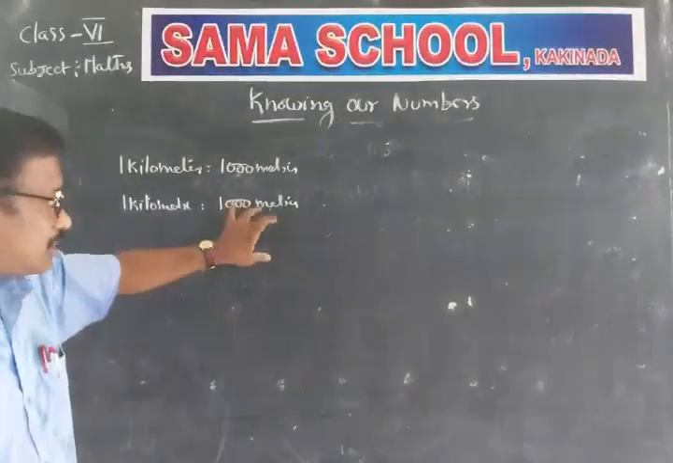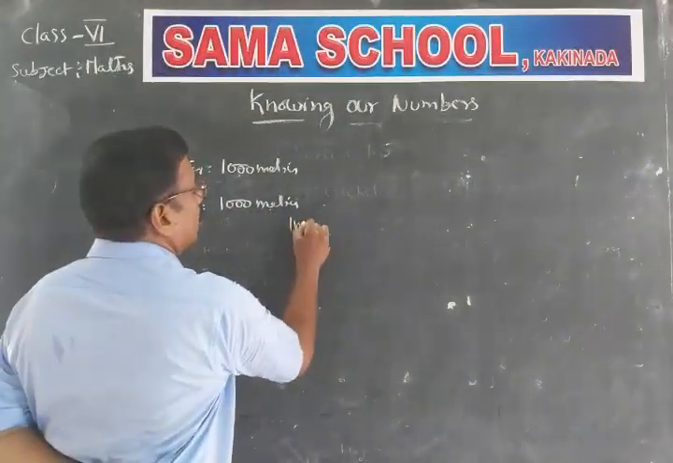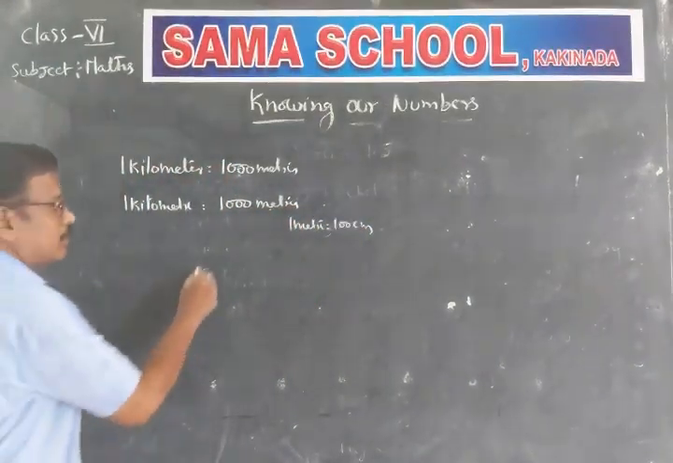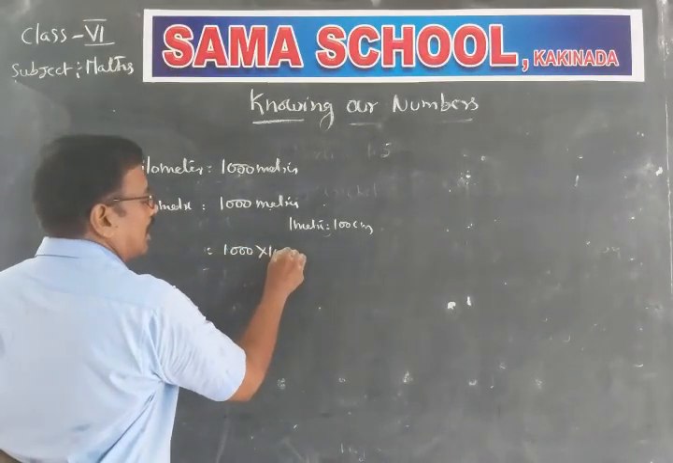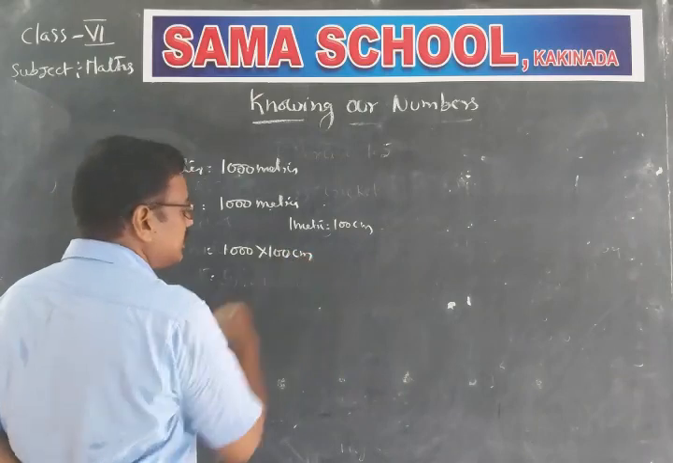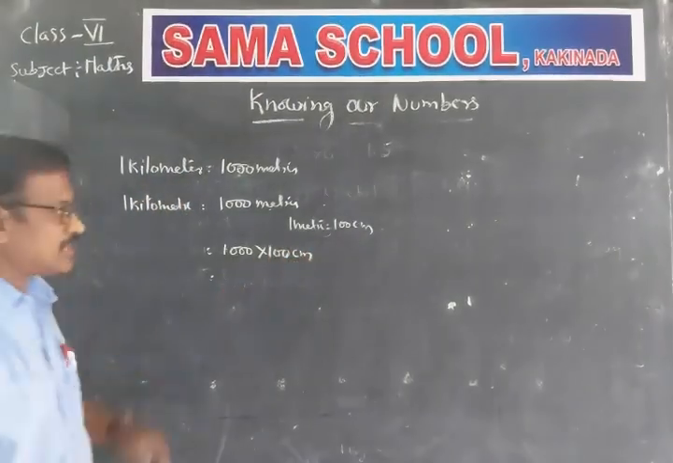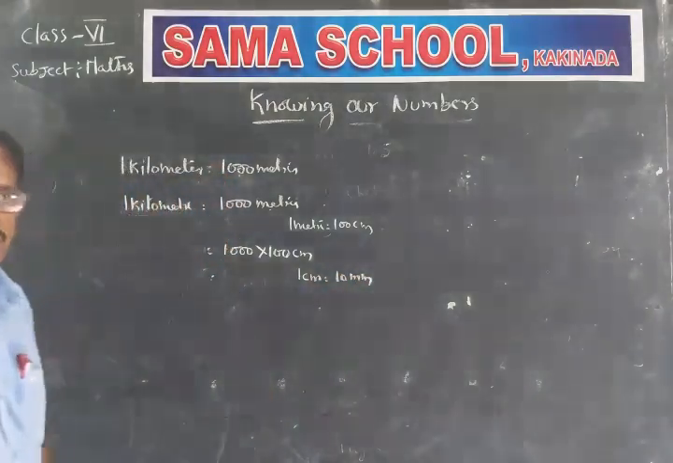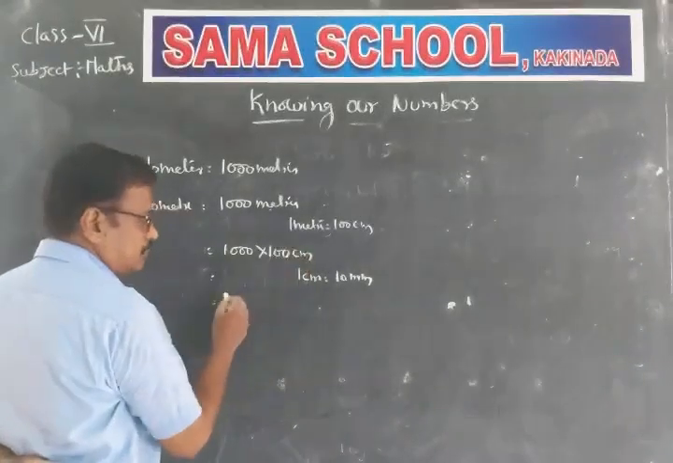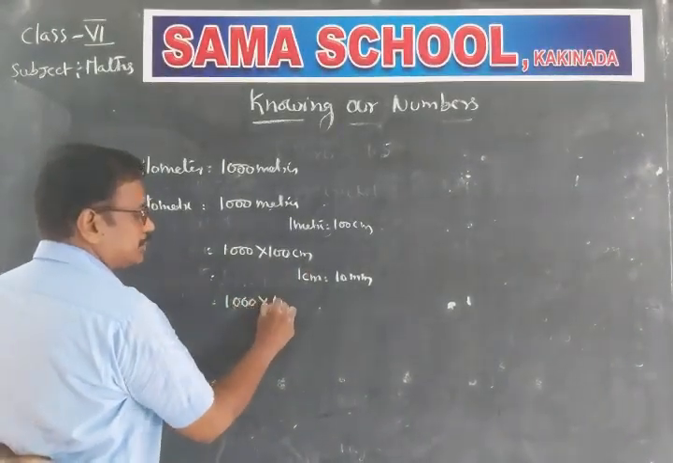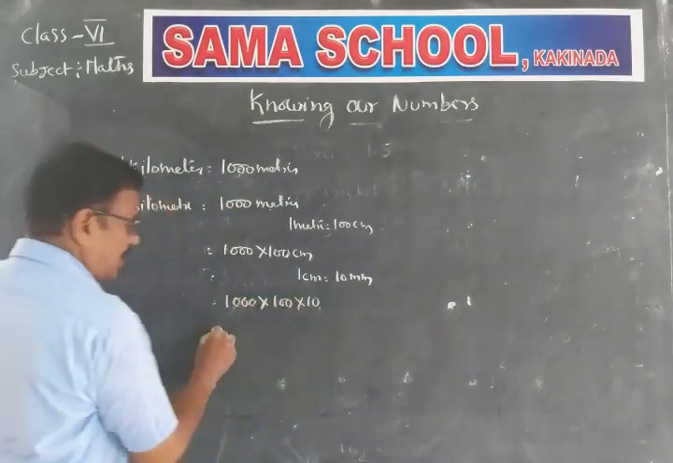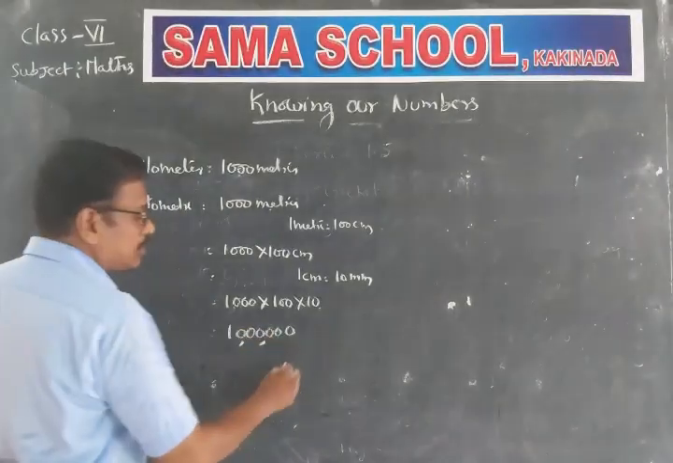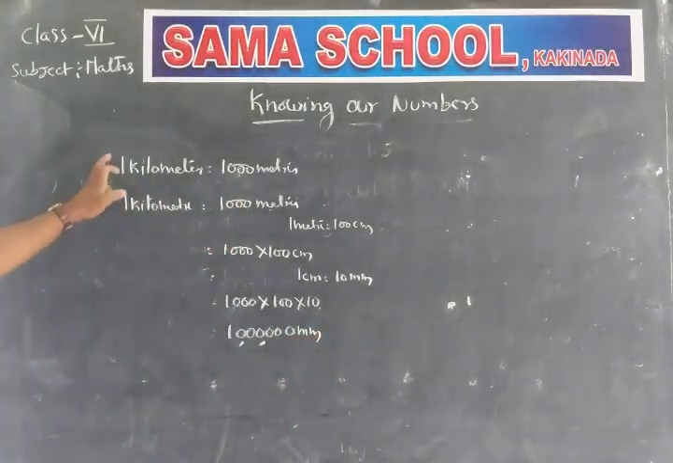Already I explained that just before. 1 meter is equal to 100 centimeters. In the meter place you write 100, so 1,000 into 100 centimeters. In the centimeter place, 1 centimeter is equal to 10 millimeters. So we write 1,000 into 100 into 10. That is 1 followed by 6 zeros, which is 10 lakh millimeters. This is 1 kilometer converted to millimeters.